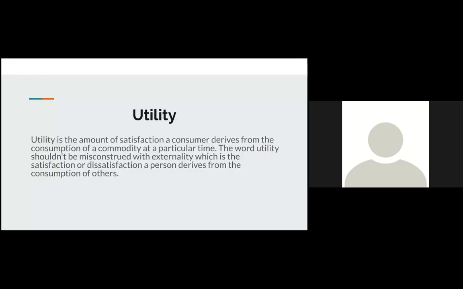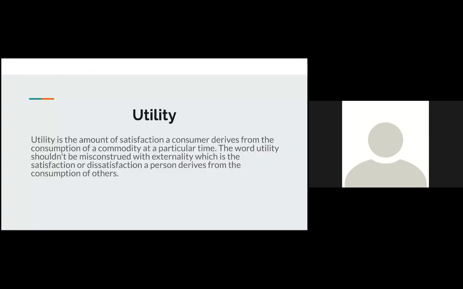We're going to look at utility concepts, so total utility, average utility, and marginal utility. We're going to look at the law of diminishing marginal utility. We're going to look at consumer equilibrium and the effects of price changes on consumer equilibrium. And then finally, the demand curve. So let's start with utility.